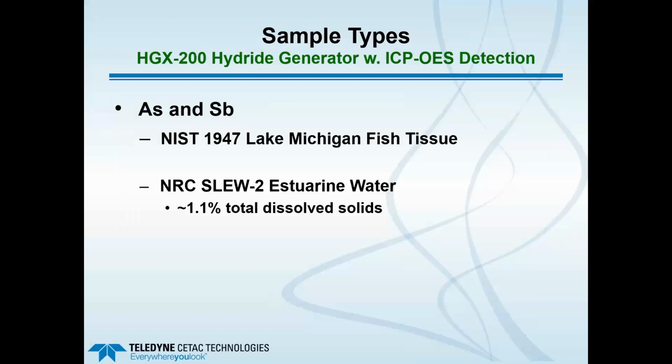So some of the samples we're going to look at then. First, we'll look at arsenic and antimony. One is a biological standard. This is NIST 1947 Lake Michigan fish tissue. The second is an estuarine water from the National Research Council in Canada, SLEW-2 from the St. Lawrence Seaway. This will have a total dissolved solids content of about 1%. So that's about 1/3 of the salinity of open ocean seawater, to give you an idea of how that compares.